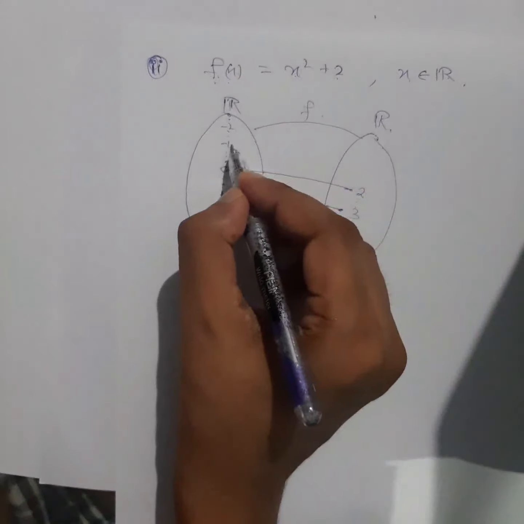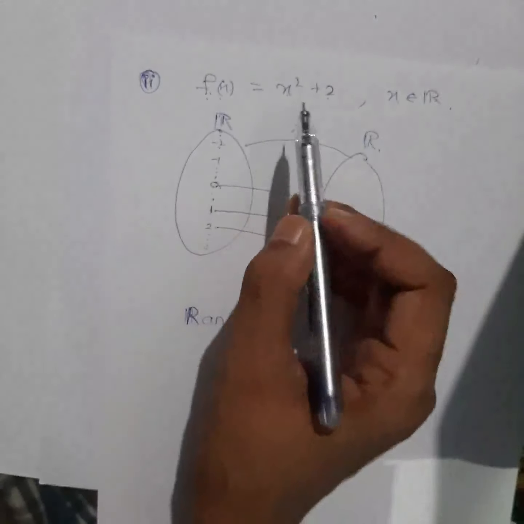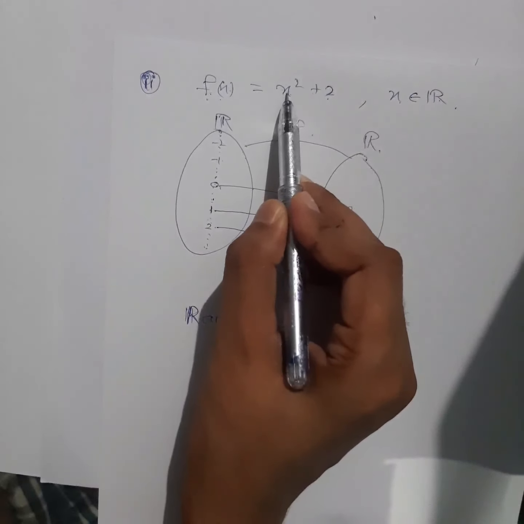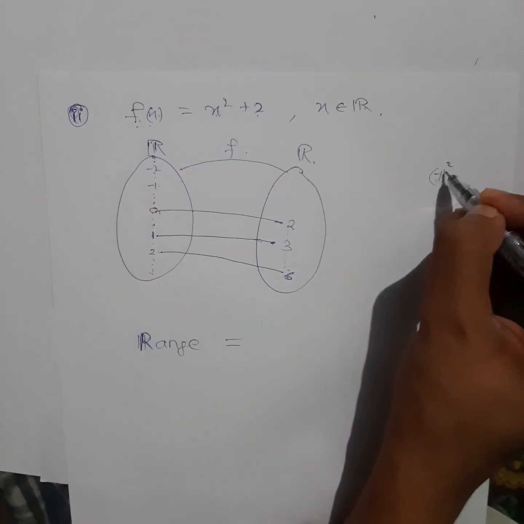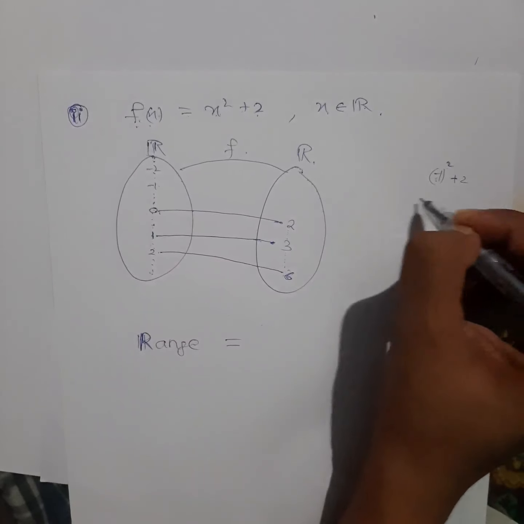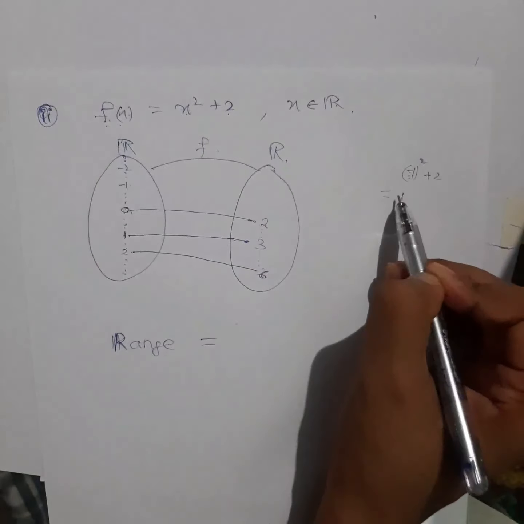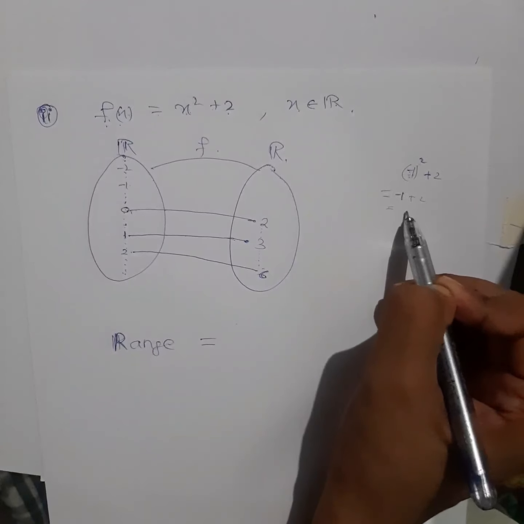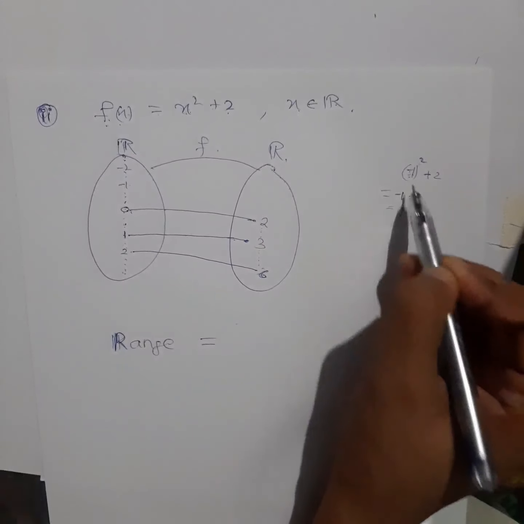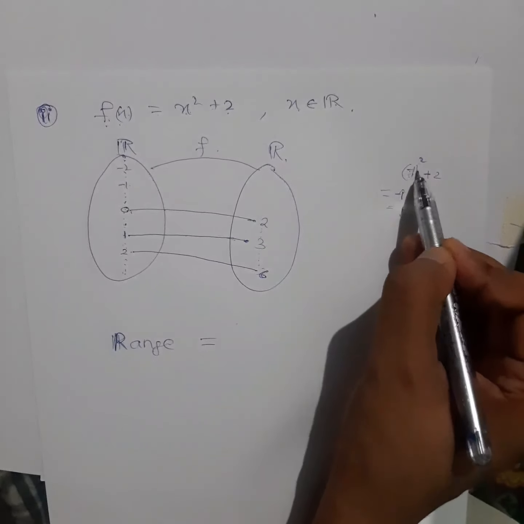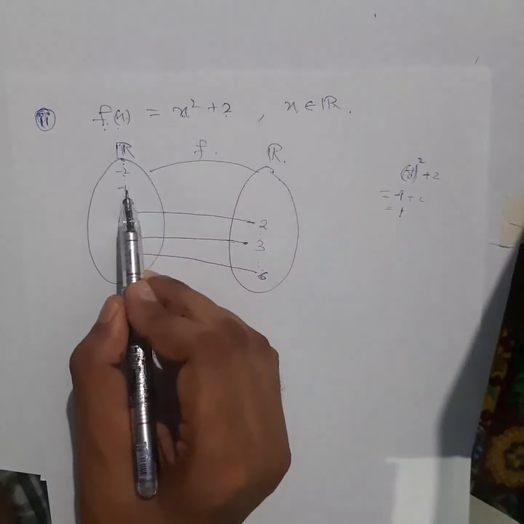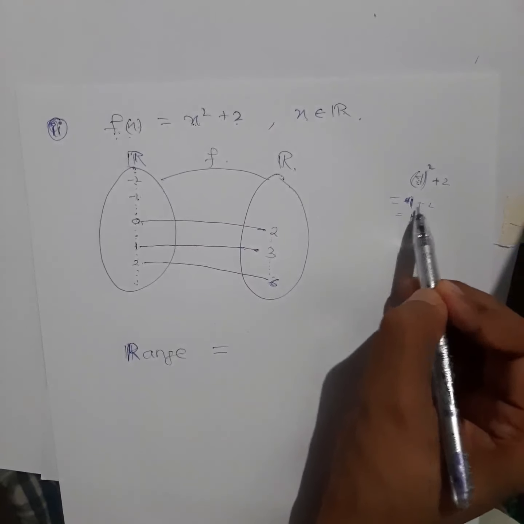Now suppose I take minus 1. If I take minus 1, what will be the image? Minus 1 squared will be plus 1, right? The minus will vanish. If x is minus 1, then (minus 1) squared plus 2, how much will you get? This will be 1 plus 2. Some students make a mistake here: they put the minus, then solve it, and get 1 for the square, which is not correct. So try to put brackets here and solve it properly. So with minus 1 in place of x, it becomes 1 plus 2, that is 3.